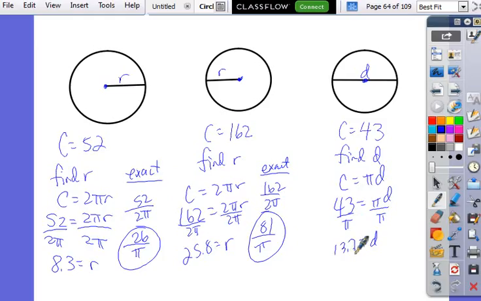All right, so there's my decimal version. What would the exact answer be? I'm at 43 over pi. What would I do with 43 over pi? Leave it just like that, because I can't do anything with the 43. There's the only number there. Pi I can't touch. There's my exact.